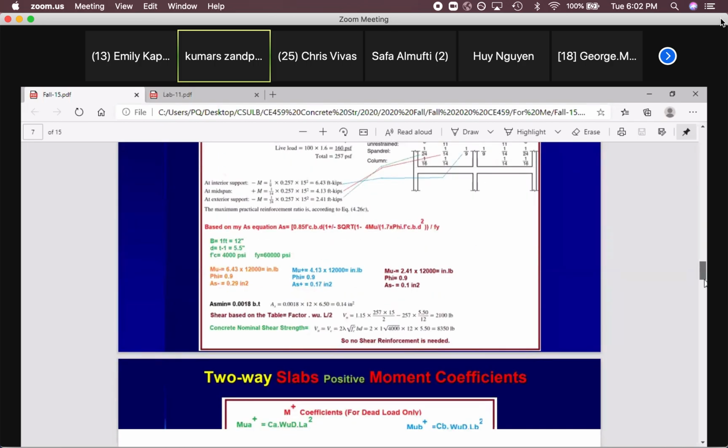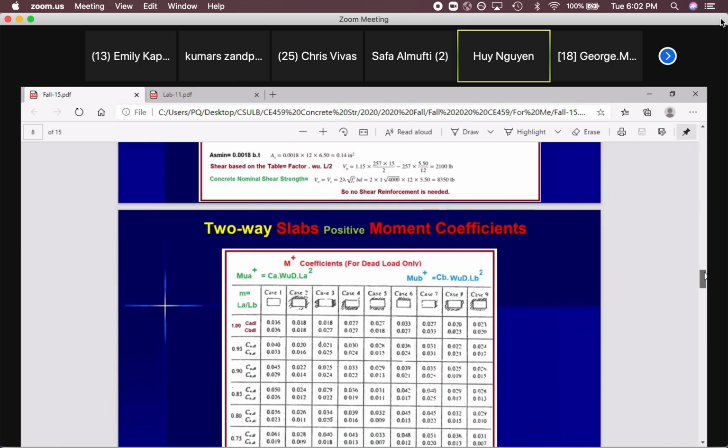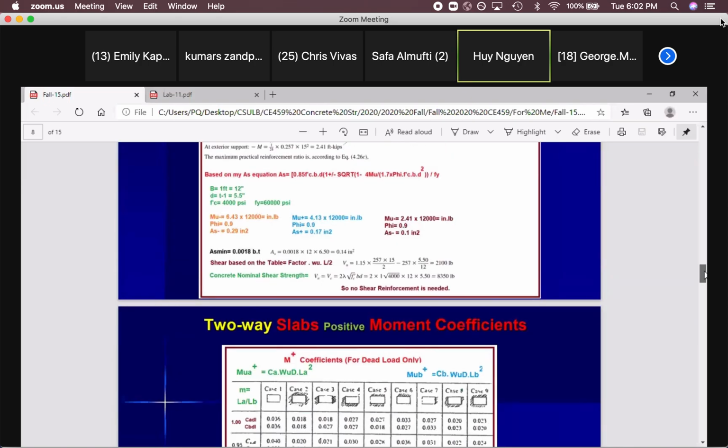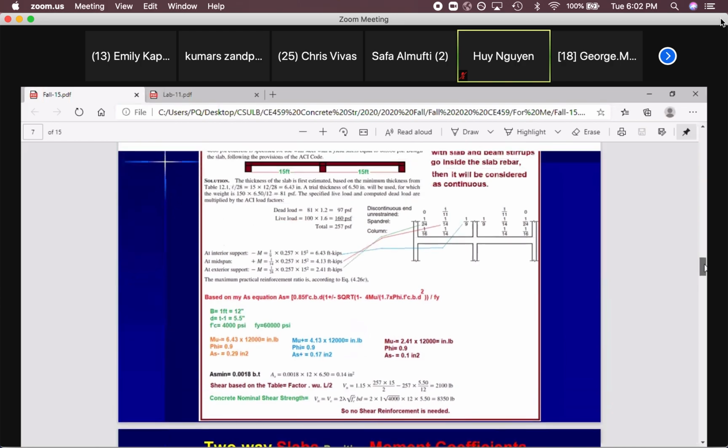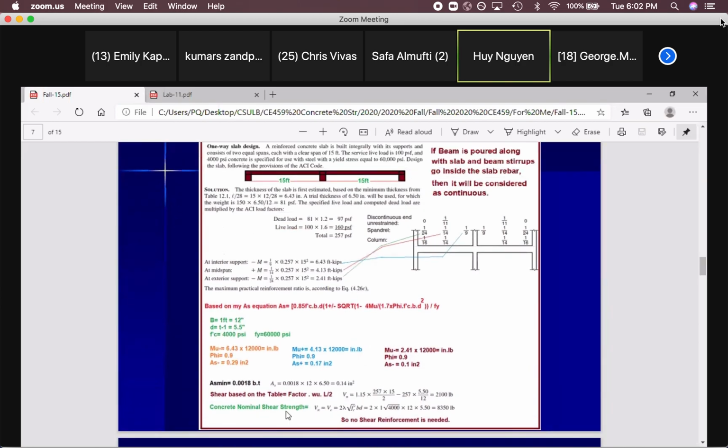Okay. Two-way slab. Professor, can you go over the ultimate shear again? Yes. What ratio? Which part? Please let me know. The ultimate shear, yes. Look at this. Ultimate shear.